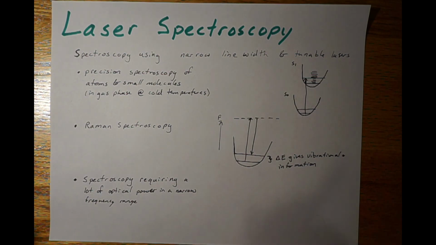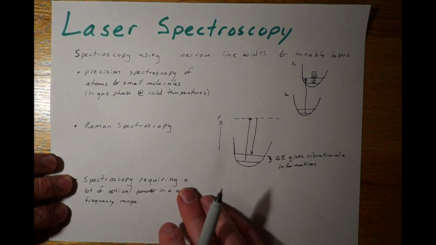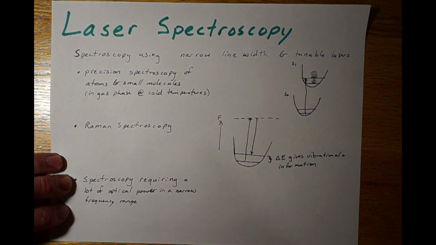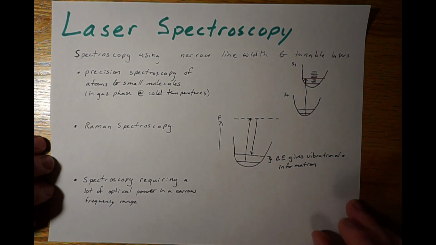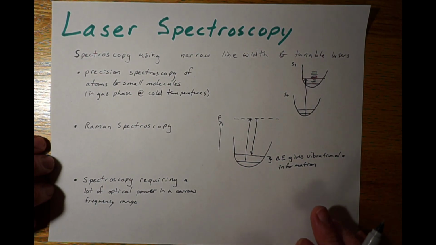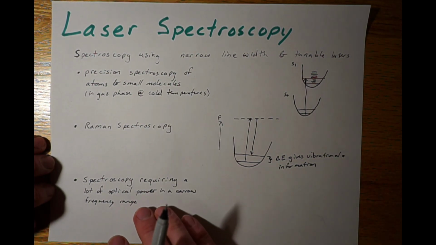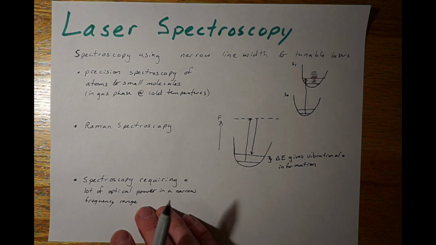But this requires that very well-known narrow line width laser to begin with. Finally, another reason that we might use a narrow line width laser is if we want to perform some sort of spectroscopy that requires a lot of power in a narrow frequency range. So even something like a laser pointer doesn't produce a whole lot of light, but it does produce all of that light in a very narrow frequency range.